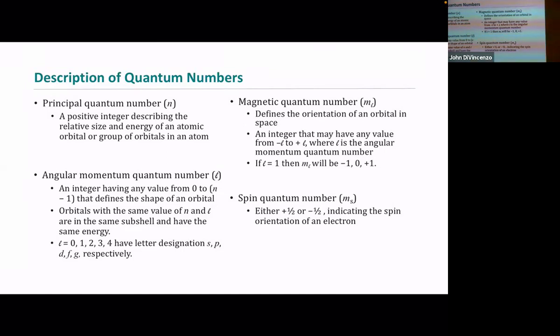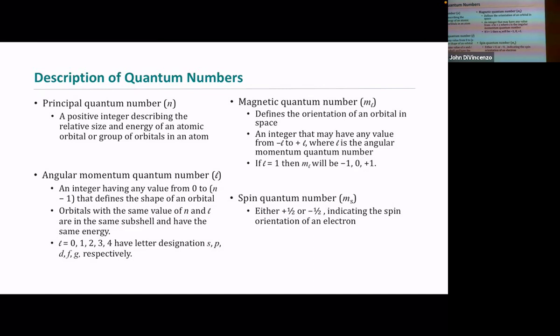The angular momentum quantum number, the next one, has integer values from 0 up to n-1. All of those values, not just n-1. Remember, these are solutions to equations, and you'll see where this goes in a bit. N is telling you which energy level it's in, and L is telling you which orbital in that energy level, because there'll be multiple orbitals within that energy level. Orbitals with the same value of N and L are in the same subshell and have the same energy.